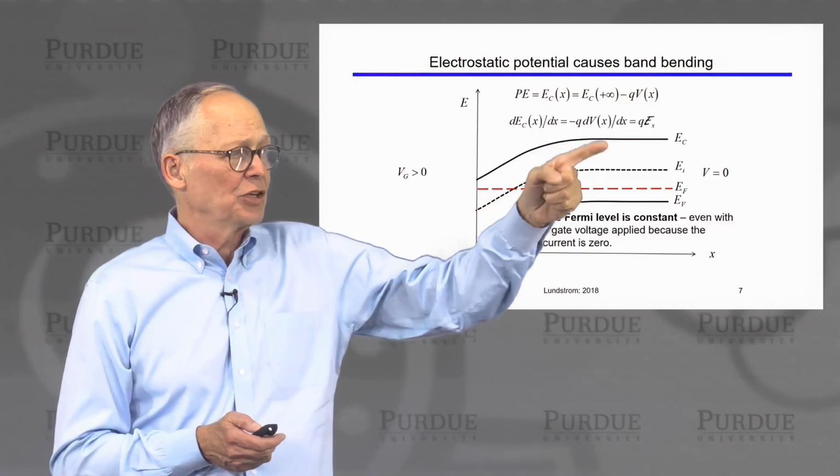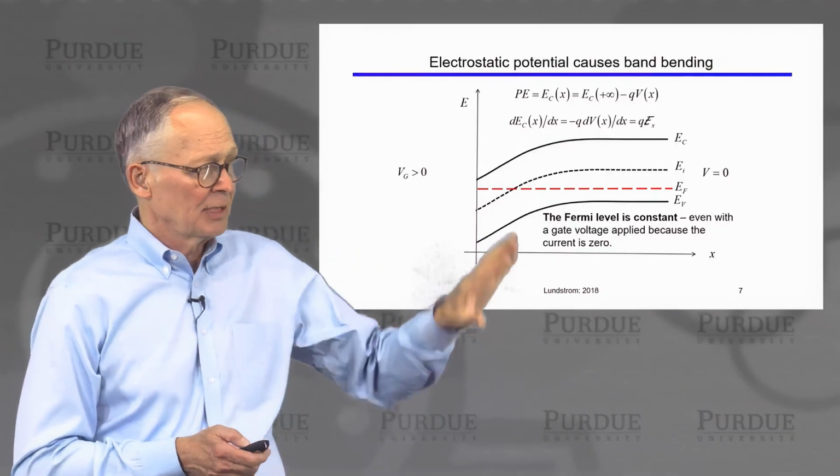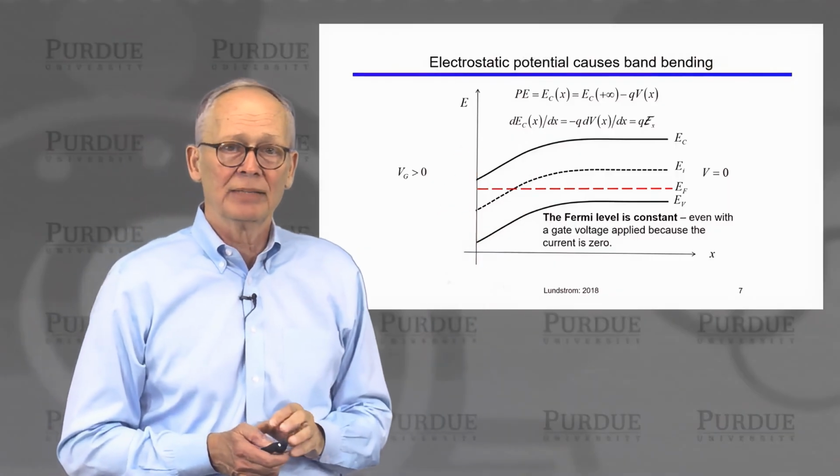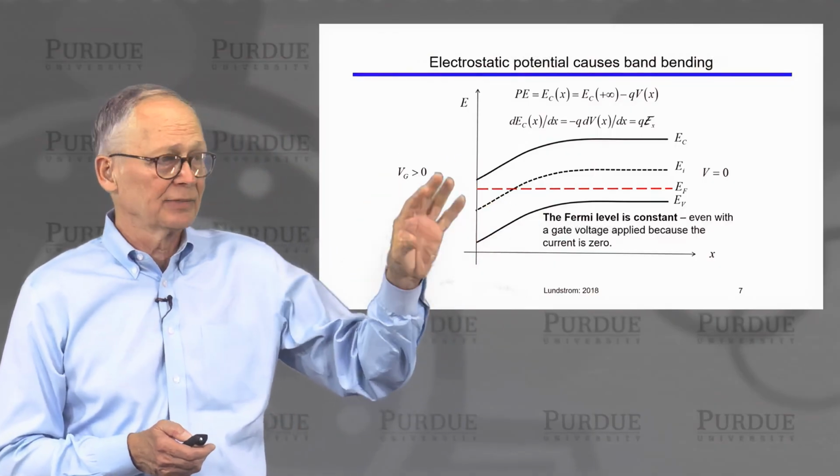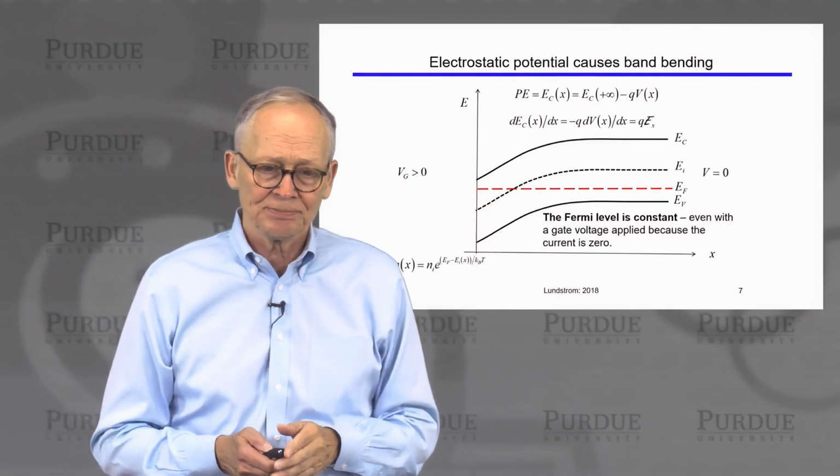So that slope is Q times the electric field. Looking at this energy band diagram, we can see where the electric field is large, whether it's positive or negative or zero, just by looking at the slope.